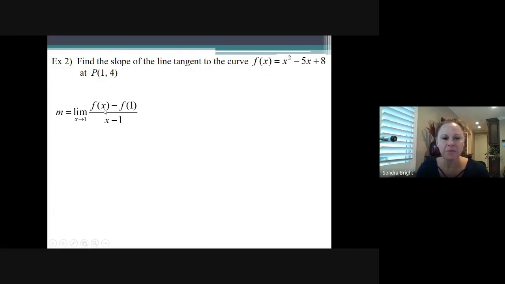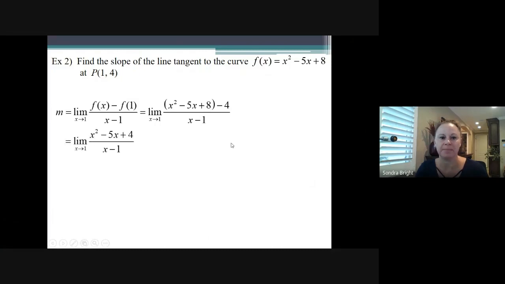And then what you'll do is replace this f of x with this function. So the limit as x approaches 1 of x squared minus 5x plus 8, and then a minus 4. The 4 is coming from when x is 1, y is 4. So that's what f of 1 is, and then you've got over x minus 1. We simplify the top. Now you've got an 8 and then a minus 4, which will leave you with a plus 4. Again, notice I'm writing the limit as x approaches 1 on every step.